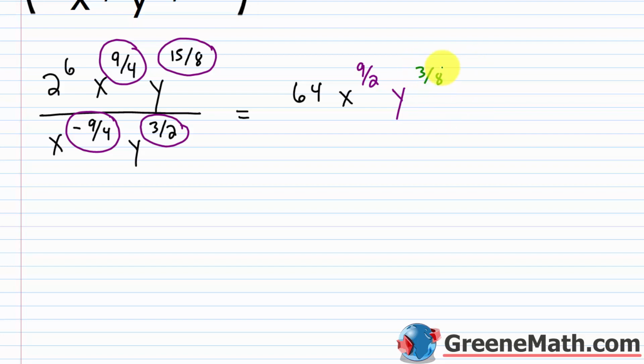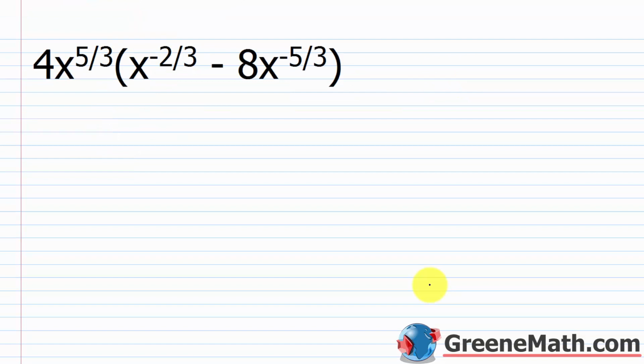Okay. Now let's take a look at one more here. So we have 4x raised to the power of 5/3 multiplied by the quantity x raised to the power of negative 2/3 minus 8x raised to the power of negative 5/3. So a lot of you might get confused with this problem. I have students that I've tutored in the past, and they look at this problem, they go, I can't distribute that because you said you can't distribute when there's a sum or a subtraction.